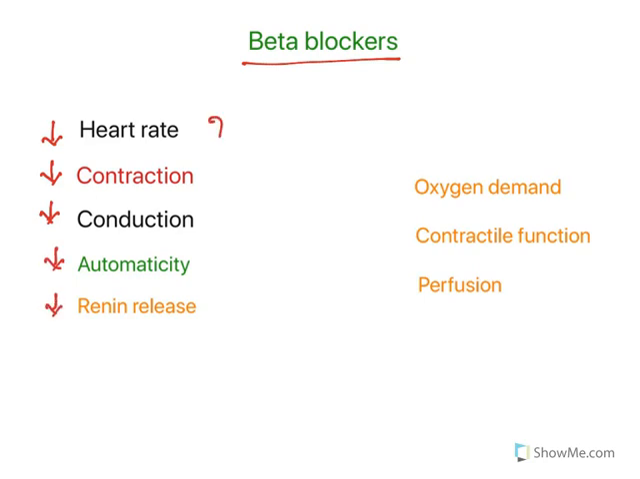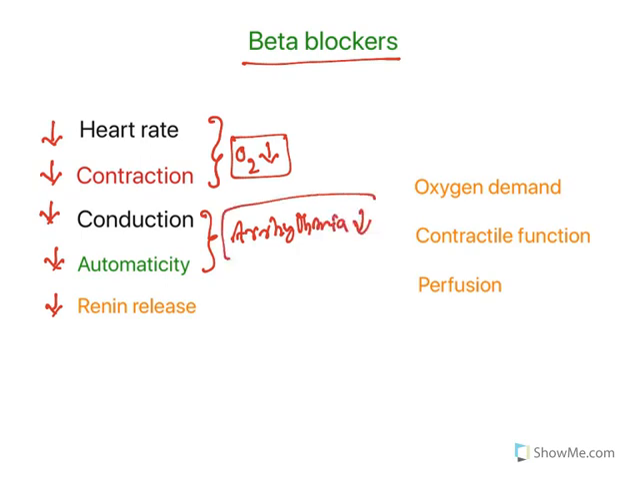Now, heart rate and contraction tremendously reduce. When heart rate and contraction are reduced, oxygen demand is reduced. Next, conduction and automaticity may result in arrhythmia. When both are reduced, arrhythmia is reduced. When arrhythmia is reduced, cardiac remodeling reduces. Reduction in renin release also reduces aldosterone, which reduces edema. So all of them are effects of beta blockers.